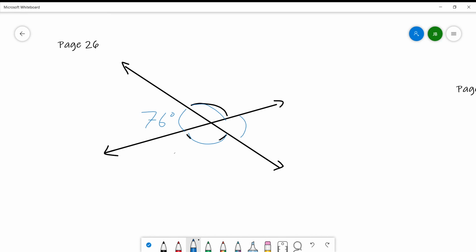Well, they told us that these are straight lines and that the measure of one angle is 76. Therefore, we should be able to figure out, this is angle 1, angle 2, angle 3, and angle 4. So if the measure of angle 1 is 76 degrees, then the measure of angle 3 also must equal 76 degrees. What else do we know about the properties of these angles that will help us out?